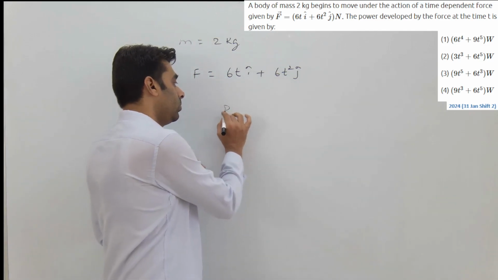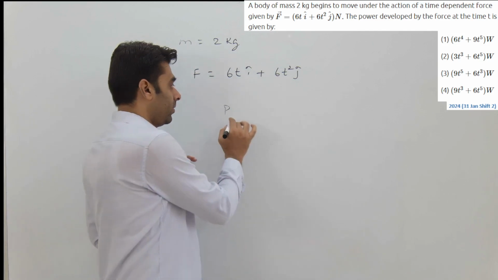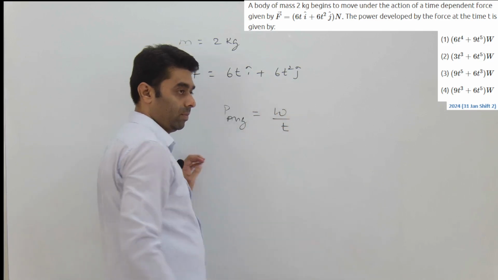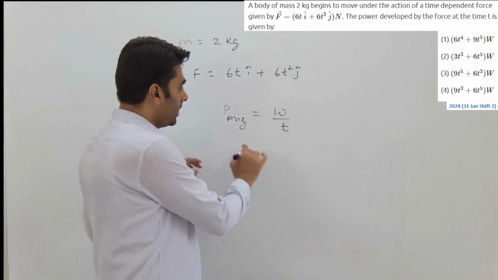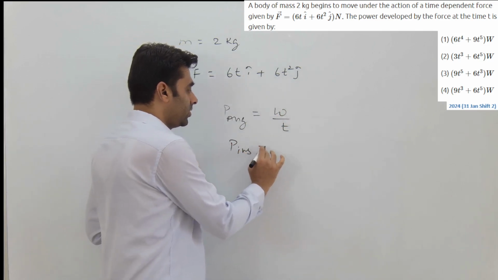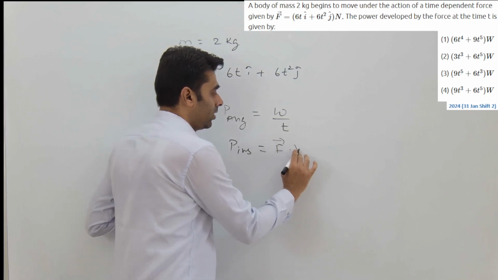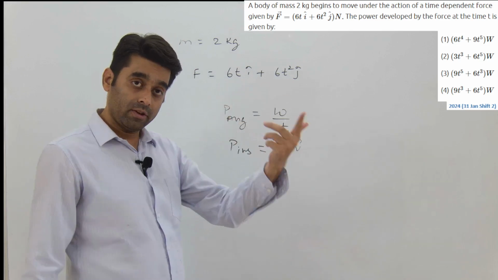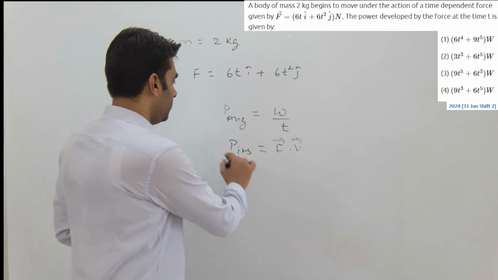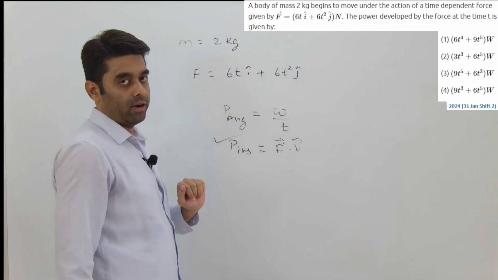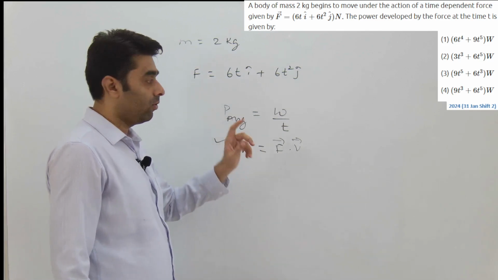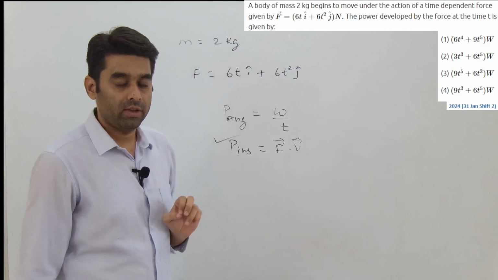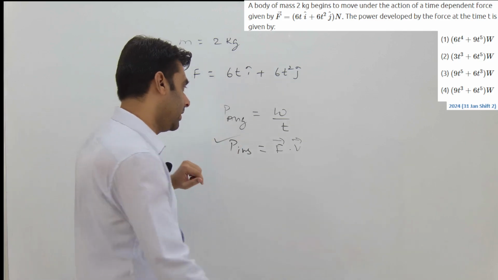Now power, we know two relations. Average power is given as work done by time, and another is instantaneous power. Instantaneous power relation is F vector dot V vector, that is the dot product of force and velocity. We need instantaneous power as a function of time t. That means we'll be using this relation, force vector and velocity vector. Now force as a function of t is given to us. We need to find velocity as a function of time t. How do we calculate? Let us see.